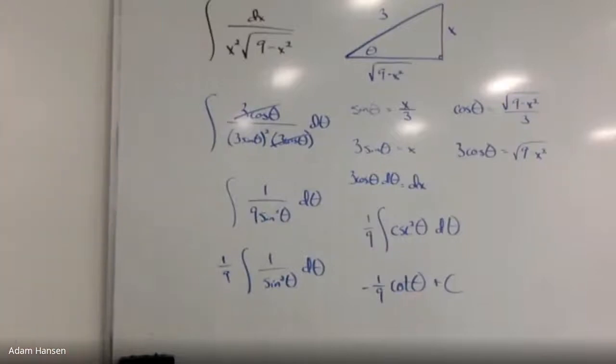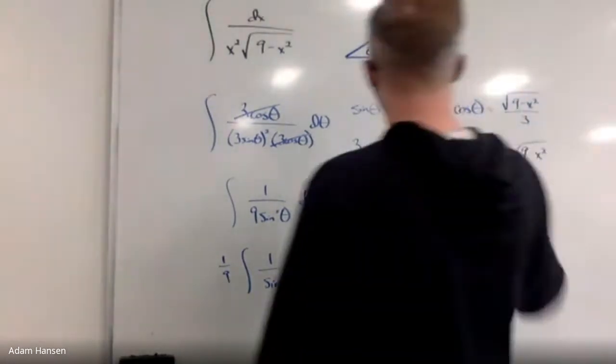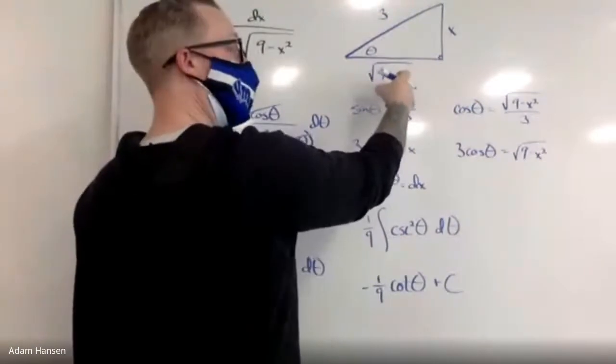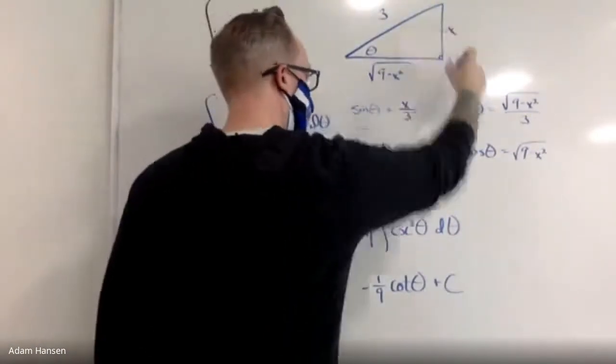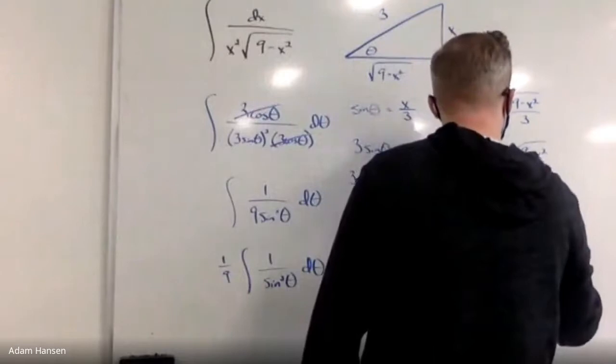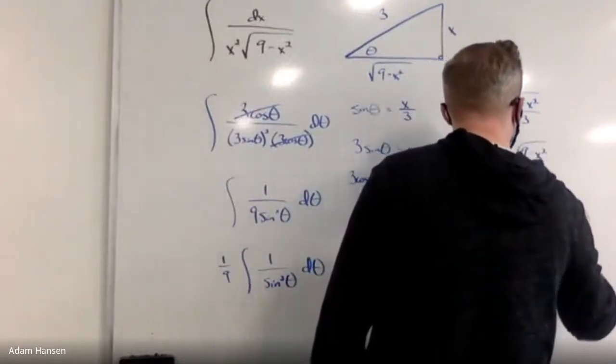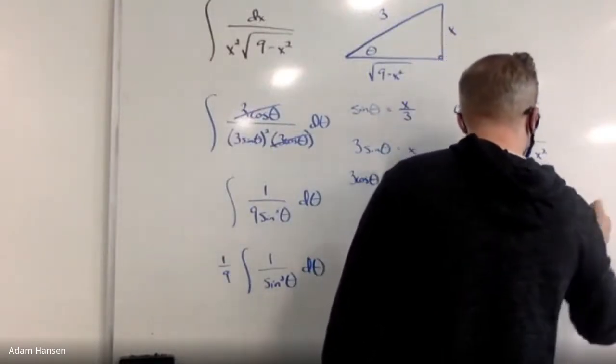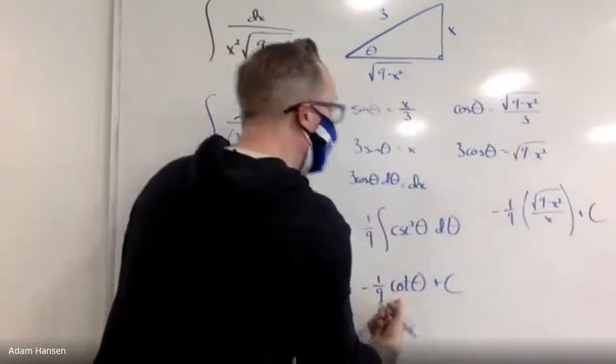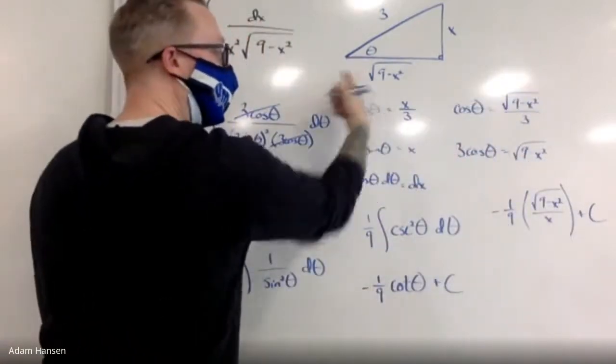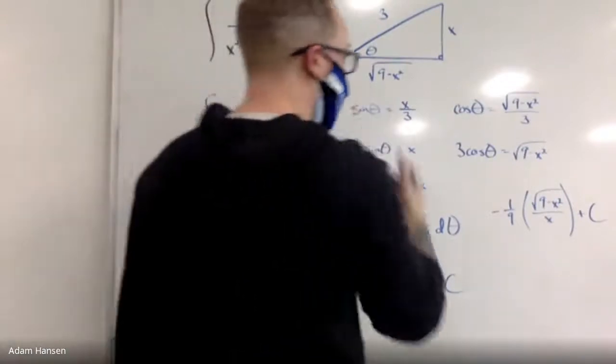In terms of SOHCAHTOA, what's the ratio for cotangent? I know tangent's opposite over adjacent, so what would cotangent have to be? Yeah, adjacent over opposite. So from angle theta, it looks like the adjacent side length is root 9 minus x squared, and the opposite is x. Replace cotangent theta with what it's defined to be from our right triangle up above. Now I have my final antiderivative.